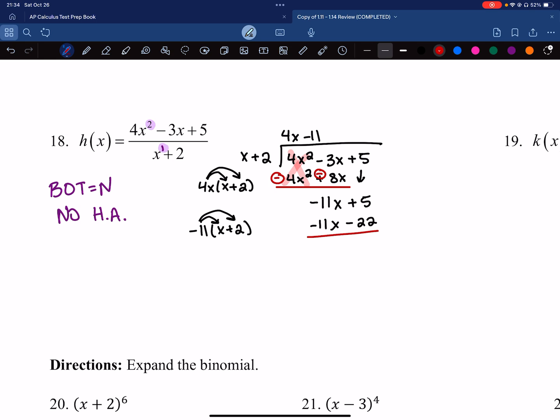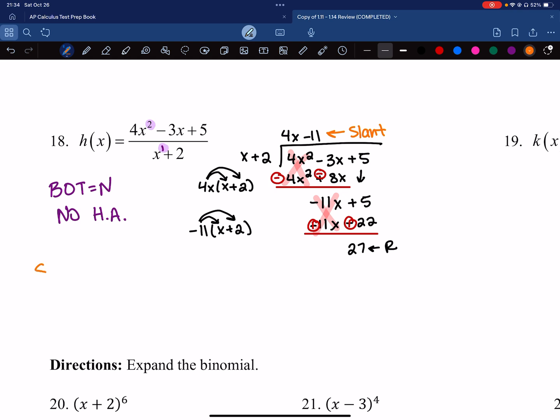Here we would draw our sign, draw a line, change all our signs. We see negative 11x plus 11x cancels out. We see 5 plus 22 is 27. This right here is our remainder. This is where our slant comes from. It comes from the quotient.